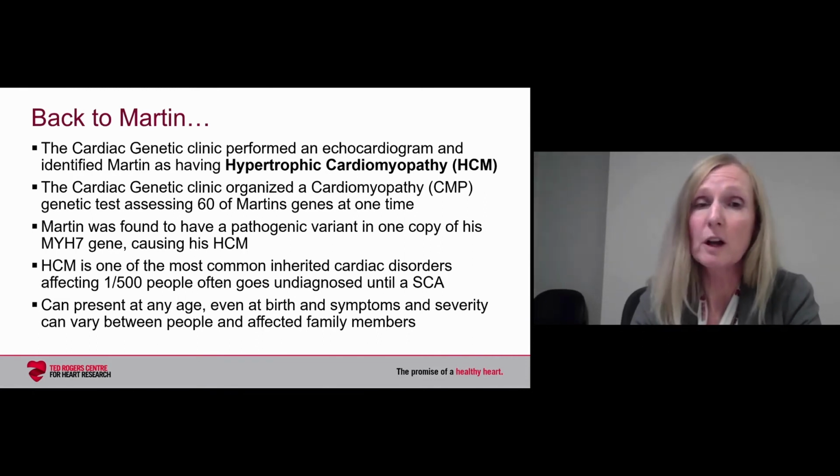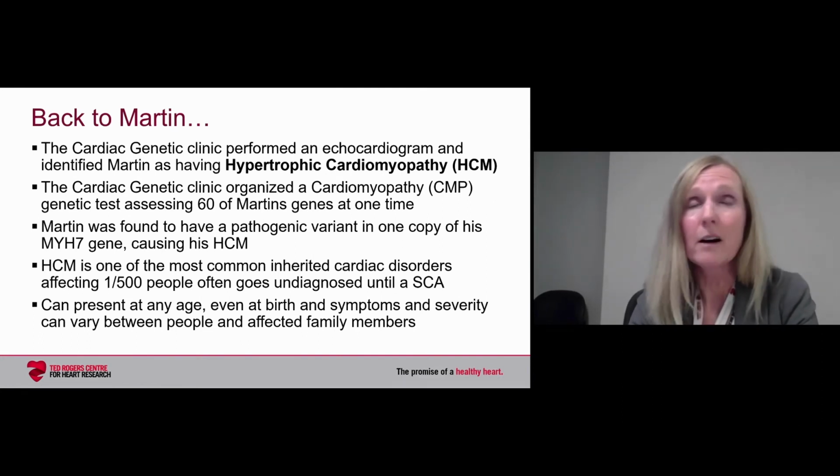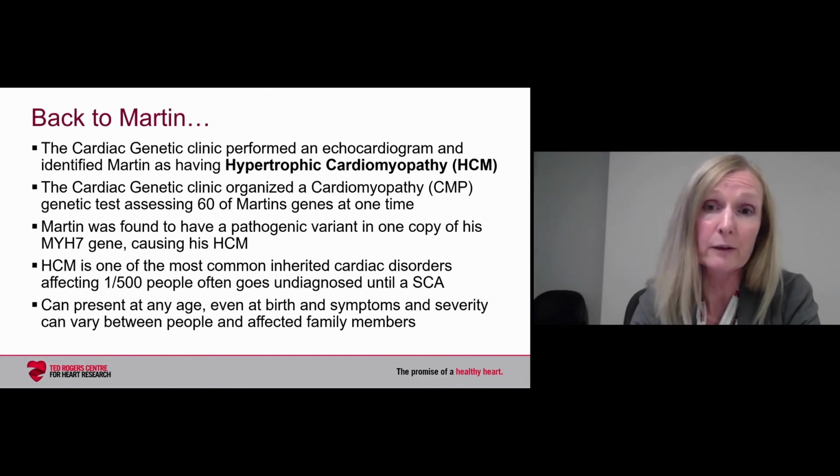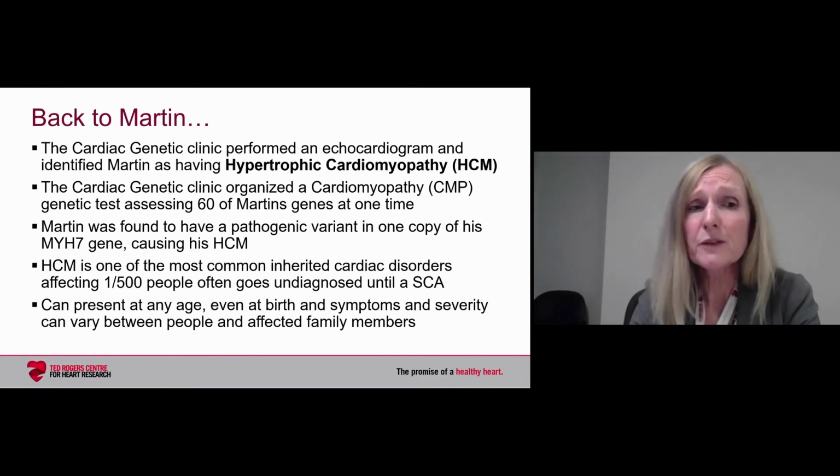HCM is one of the most common inherited cardiac disorders, affecting 1 in 500 people, that really often goes undiagnosed until a severe event or sudden cardiac arrest. We also know that HCM can present at any age, even at birth, and that the symptoms and severity can vary greatly between people and even members of the same family.